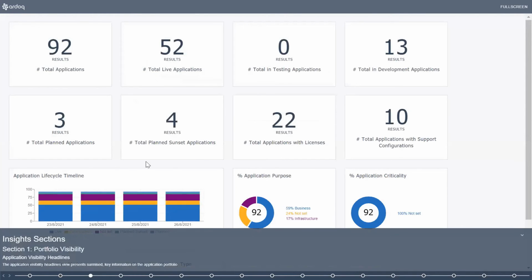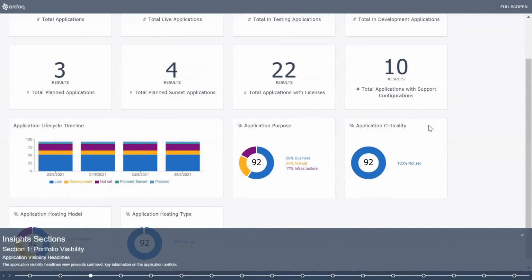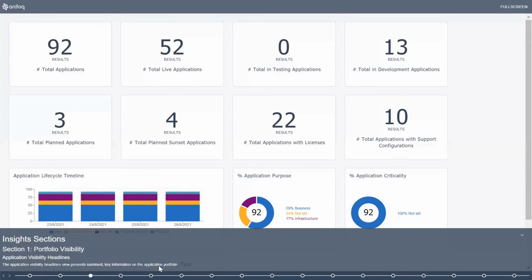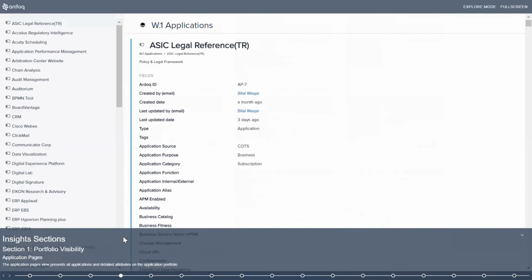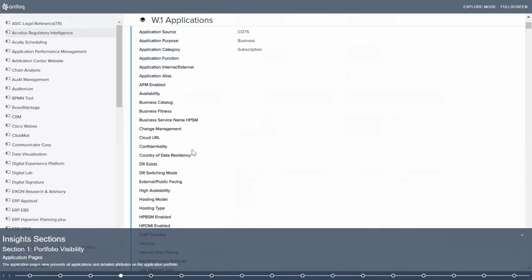So quickly moving forward, we essentially have a dashboarding or key summarized information for our applications, including the number of applications within the portfolio, as well as supporting information that can be seen over here. From this summarized information, we are able to break down the information into specific detailed information.